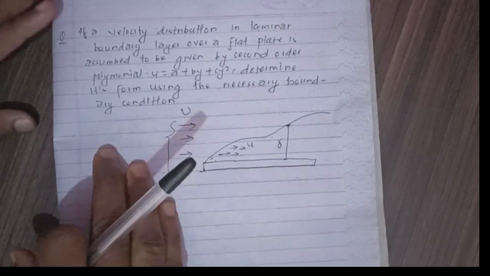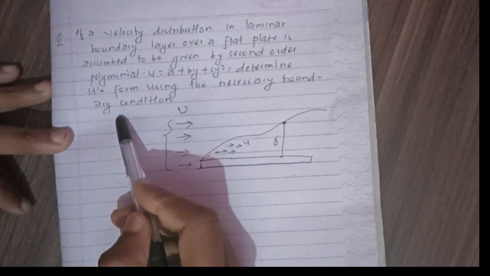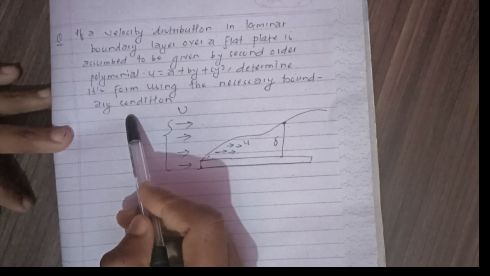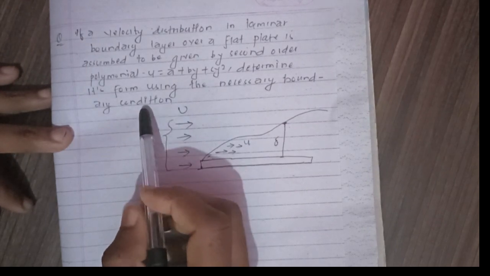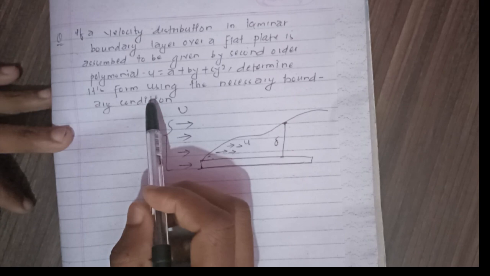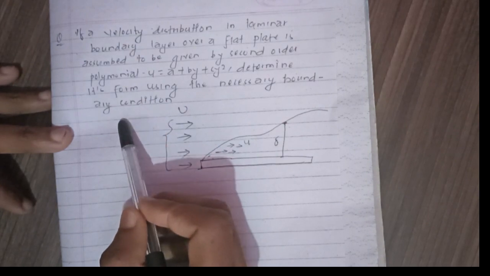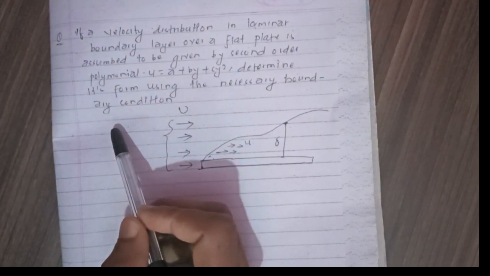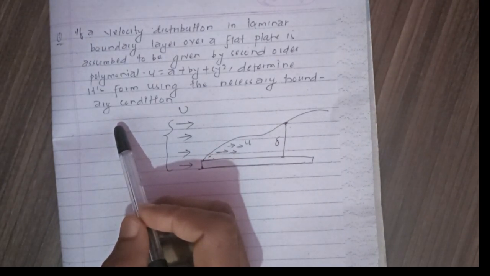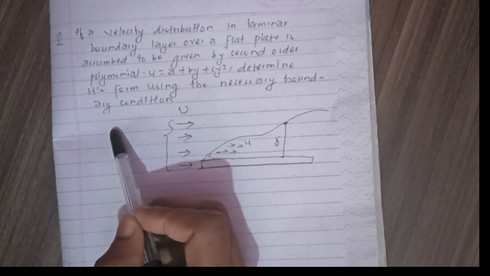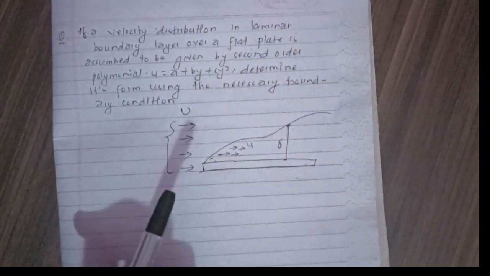Today we'll discuss one problem of boundary layer definition or equation. A boundary layer concept is very important in our day-to-day life. This is mainly used in aeroplanes. While designing an aeroplane, the boundary layer concept is a must. Otherwise, the plane may crash. So there is one question.